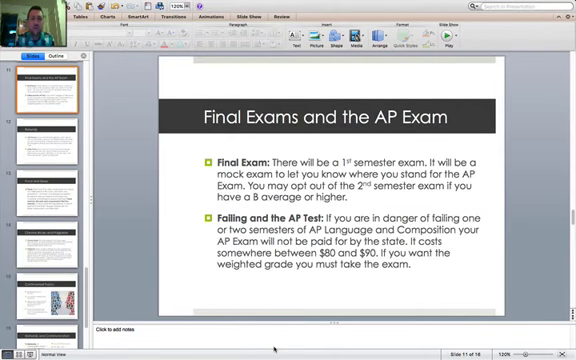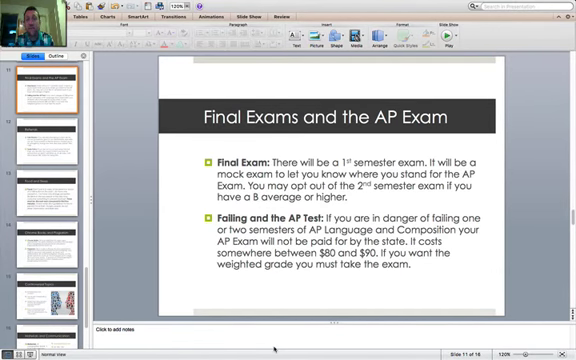There's a first semester final exam, and it's a mock examination. That means it's an entire AP Language and Composition exam, and that's going to give the students an idea of where they stand if they were to take the class at that point. For the second semester, if a student has a B or higher, they do not have to take the second semester final exam. If a student wants to take the exam to boost their average up, even though they have a B or higher, they have that option available.